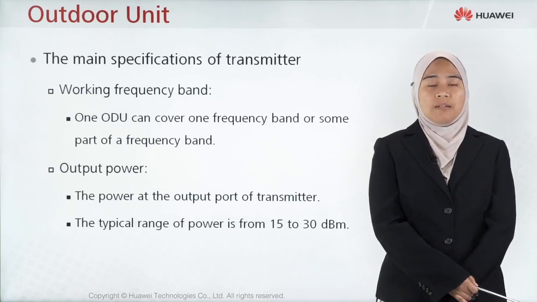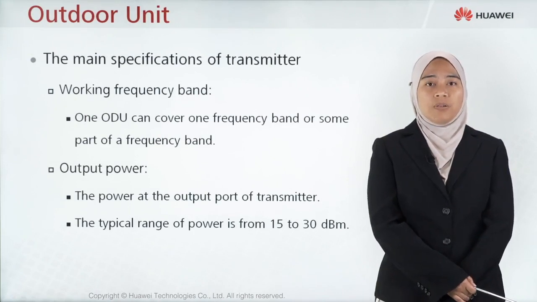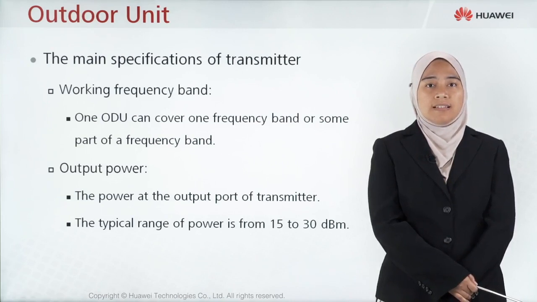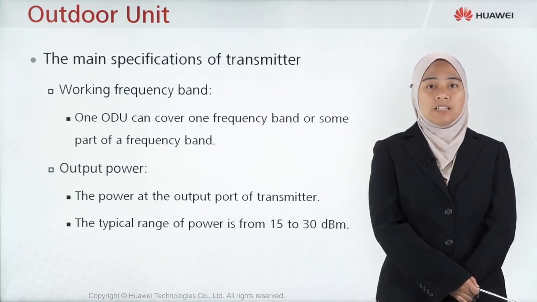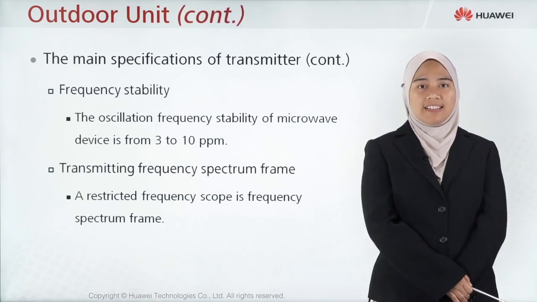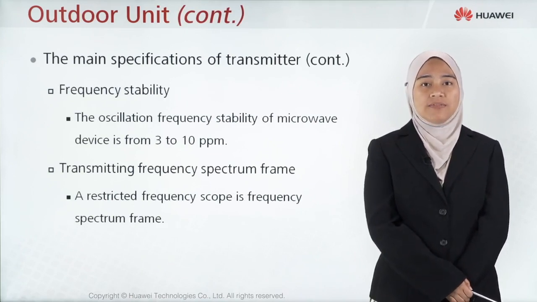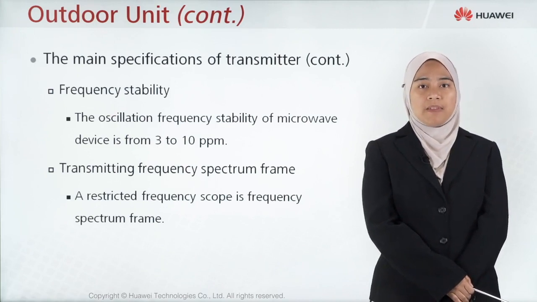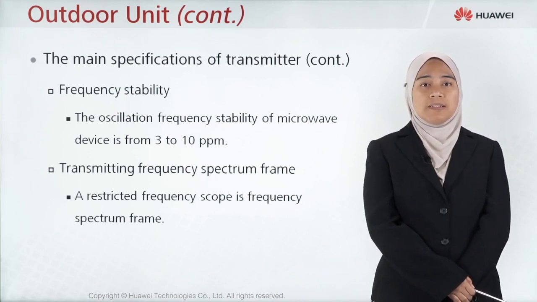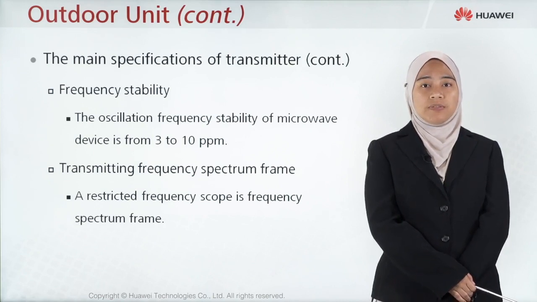For the outdoor unit, the main specifications of the transmitter start with the working frequency band. One ODU can cover one frequency band or some part of a frequency band. Second is the output power, the power at the output port of a transmitter. The typical range for the power is from 15 to 30 dBm. Next is the frequency stability. The oscillation frequency stability of a microwave device is from 3 to 10 ppm. Then the transmitting frequency spectrum frame. A restricted frequency scope is the frequency spectrum frame.